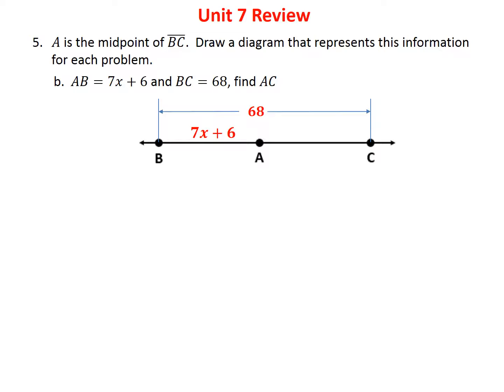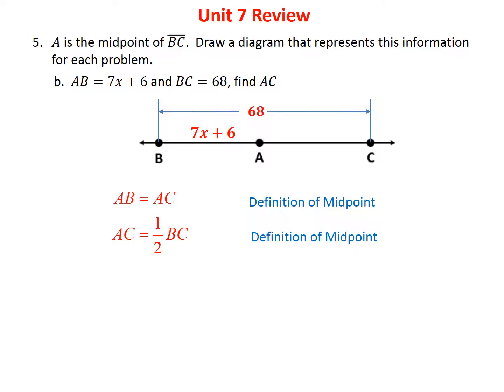Well, what makes this a little tricky is they've given you more information than you need. If you know that you have a midpoint, you know that AB equals AC, but you also know that AC is simply half of BC. So I don't even need to worry about the X part. All I need to do is realize that AC is half of BC. So what's half of 68? And the answer is 34.